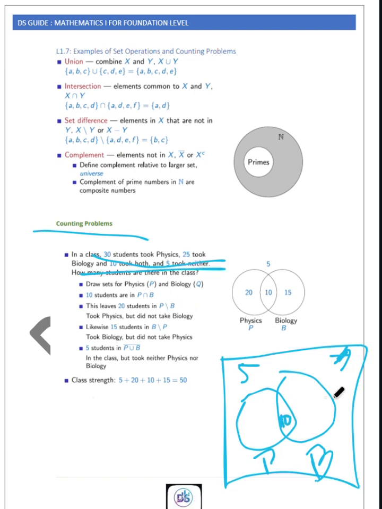Next, we have 25 took biology. See, total 25 students took biology, 10 are already here, so here only 25 minus 10, that means 15 students will be. 30 took physics, 10 are already here, that means only 20 students will be. Now I am asked to find the class strength. It will be 20 plus 10 plus 15 plus 5, that is 50.